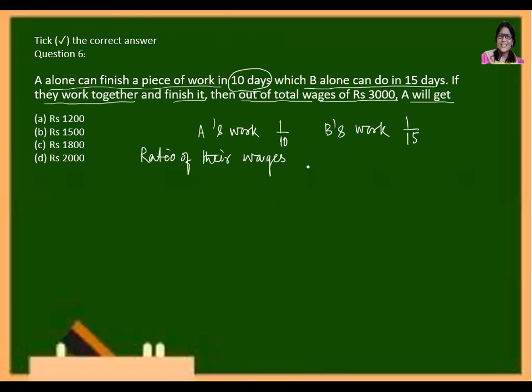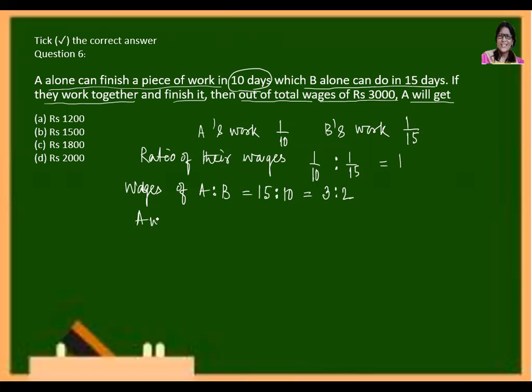how much? It will be 1 by 10 is to 1 by 15, or this will be 15 by 10. 1 by 10 is to 1 by 15 is the same as 15 is to 10. So wages of A is to B is equal to 15 is to 10. That means 15 is to 10 means how much? It will be 3 is to 2 if we divide by 5.